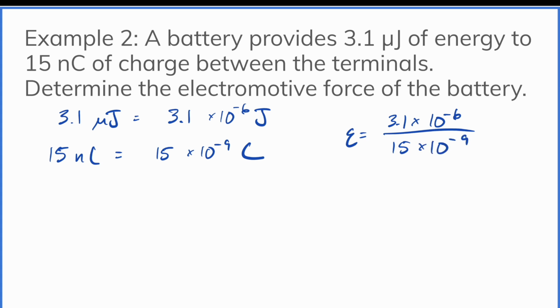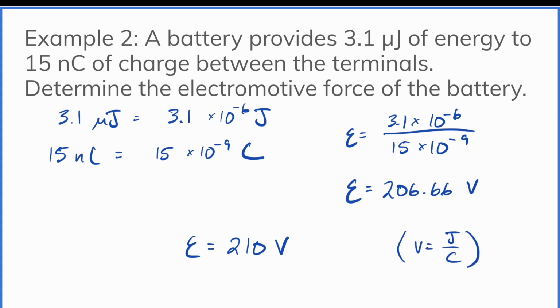And we get an EMF of 206.66 volts. And I will round this to two significant figures. So the EMF in this case is 210 volts. So the key thing to remember here is that a volt is equal to a joule per coulomb.